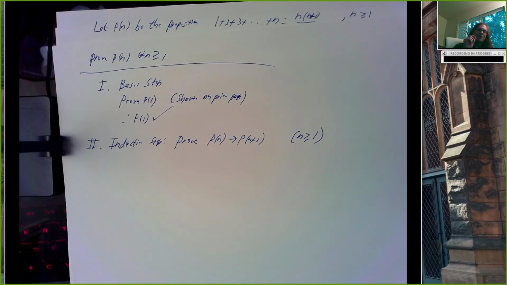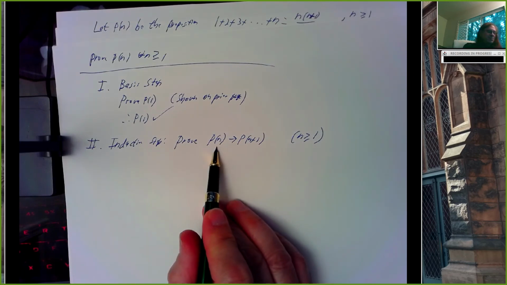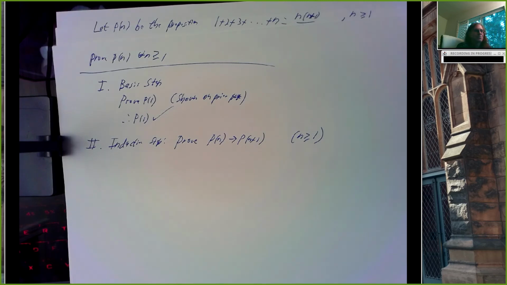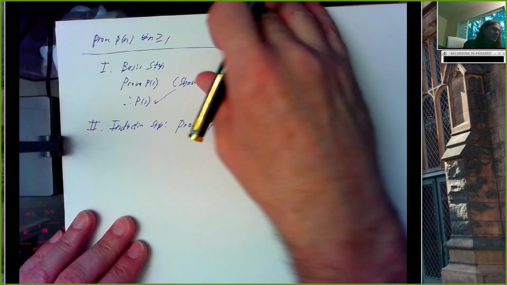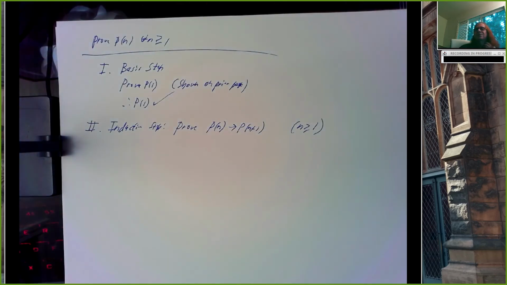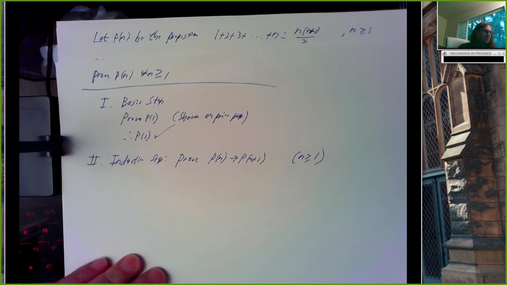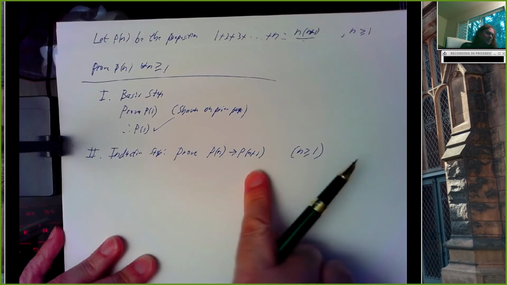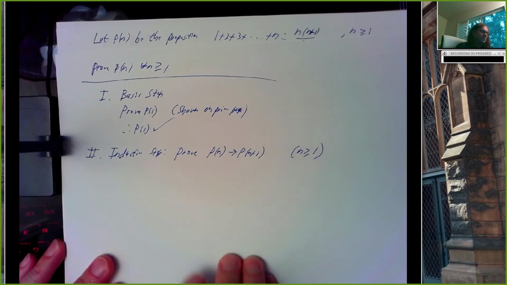So we have to show that for any integer n bigger than or equal to 1, if P of n is true, then P of n plus 1 is true. But it's still just a single proposition to prove. We get to imagine that n is some fixed number and say, for that value of n, is P of n plus 1 true if P of n is true?